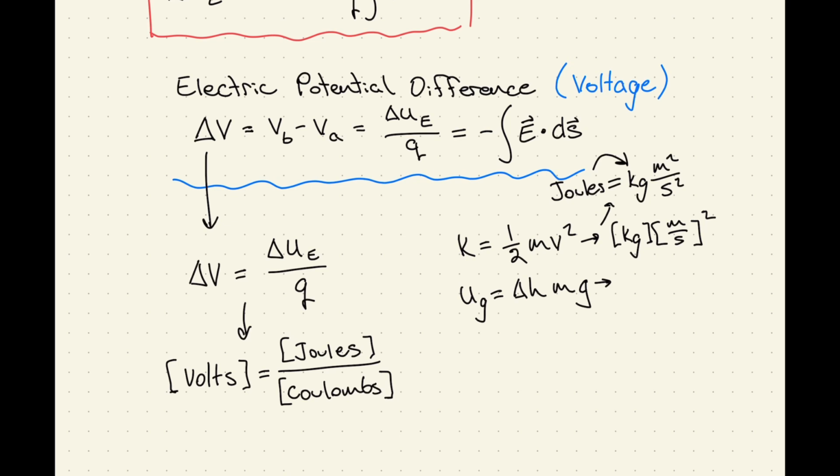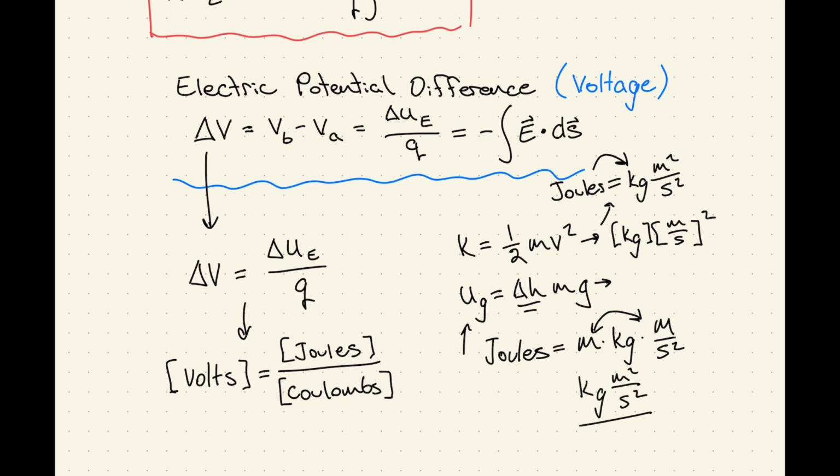In this case, we have potential energy due to gravity, which is also energy. It has units of joules. On the other side, we have height, which is in units of meters, mass, which is units of kilograms, and gravitational acceleration, which is units of meters per second squared. So if you multiply these two meters together, you again get kilogram meter squared per second squared.